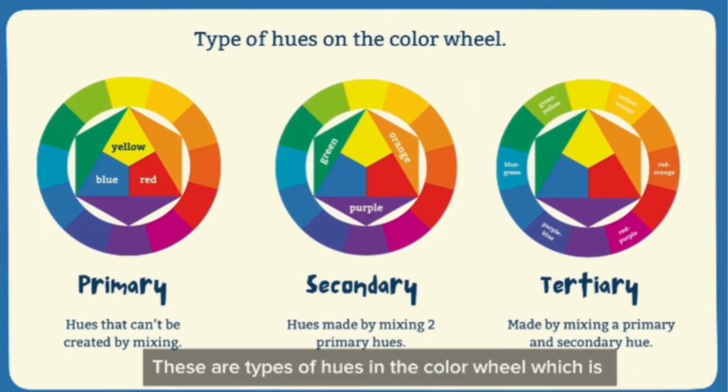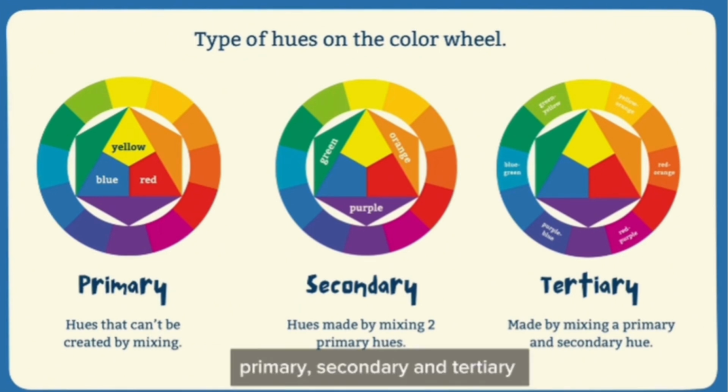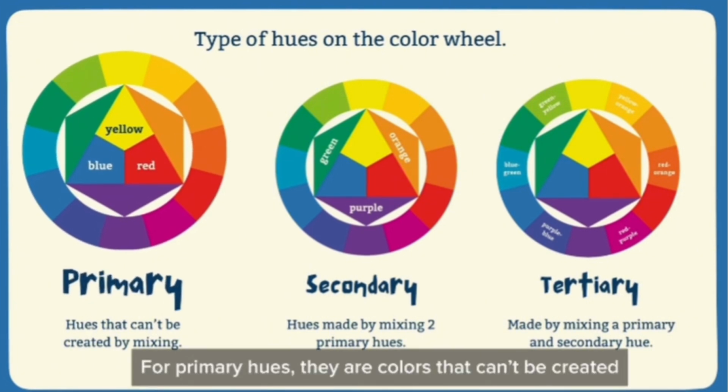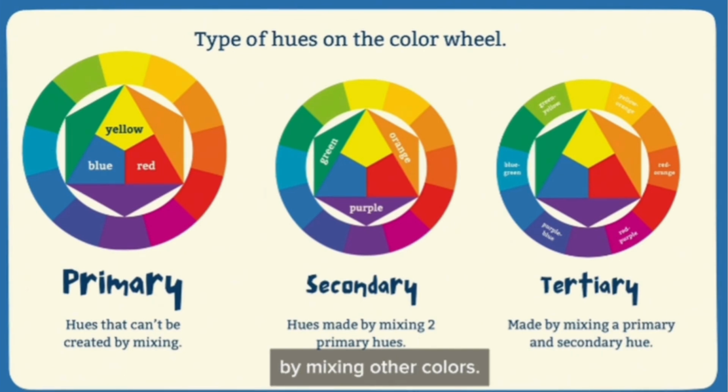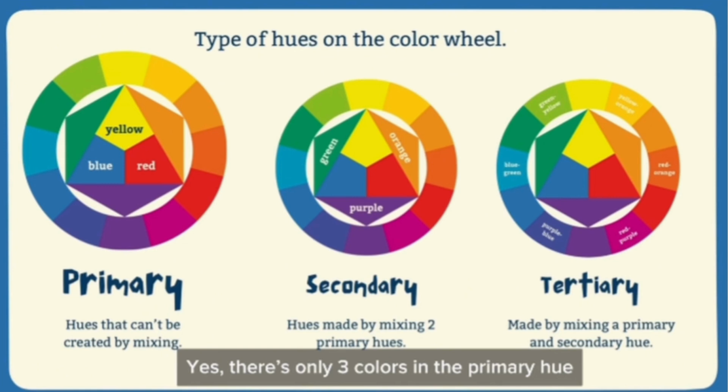These are types of hues in the color wheel, which is primary, secondary, and tertiary. For primary hues, there are colors that can't be created by mixing other colors, such as, you guessed it, red, blue, and yellow. Yes, there's only 3 colors in the primary hue.